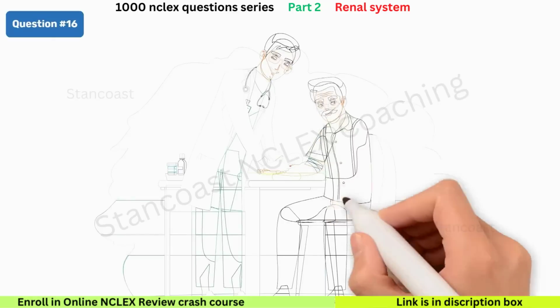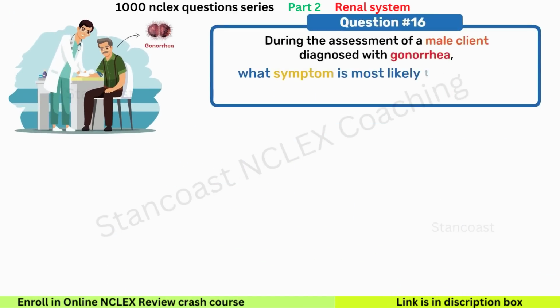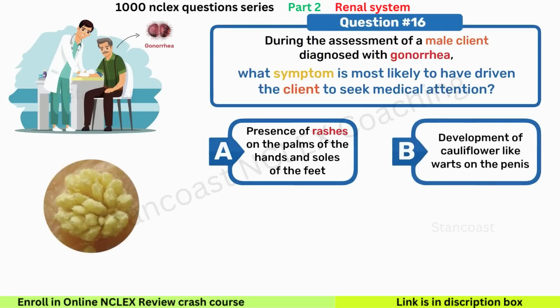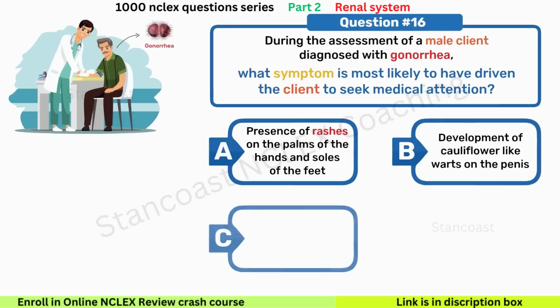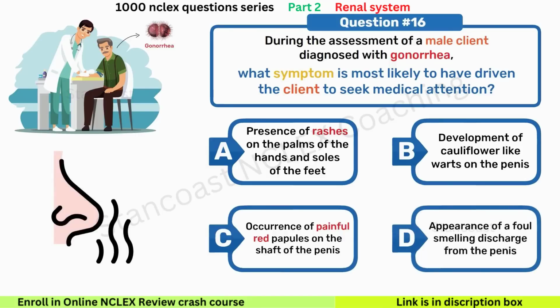During the assessment of a male client diagnosed with gonorrhea, what symptom is most likely to have driven the client to seek medical attention? A. Presence of rashes on the palms of the hands and soles of the feet. B. Development of cauliflower-like warts on the penis. C. Occurrence of painful red papules on the shaft of the penis. D. Appearance of a foul-smelling discharge from the penis. Correct answer is D. Appearance of a foul-smelling discharge from the penis.